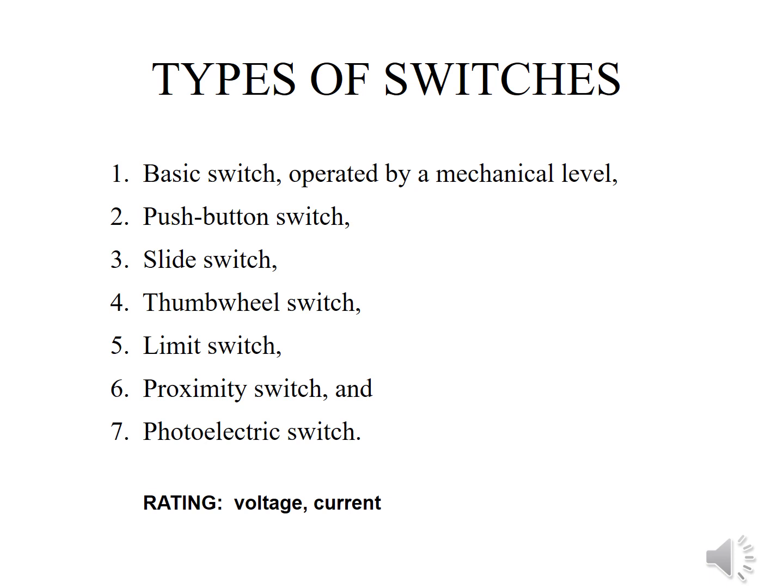Various types of switches we have are: first the basic switch, second push button, third slide switch, fourth thumb wheel switch, fifth limit switch, sixth proximity switch, and the seventh photoelectric switch. These are the switches we have, and they work on the basis of voltage or current.